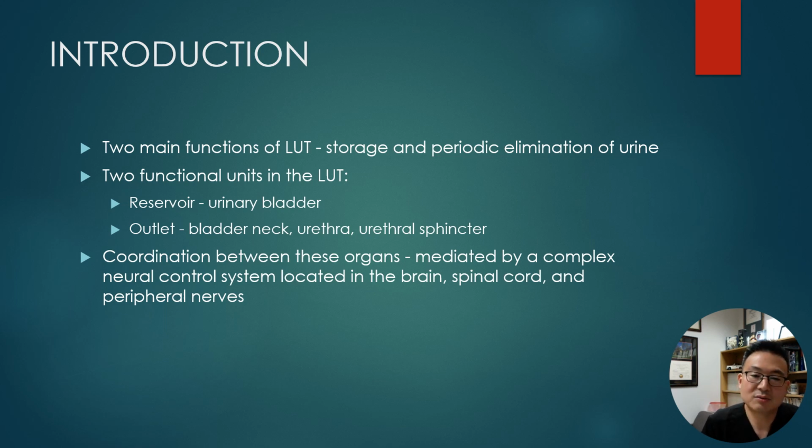The two functional units in the lower urinary tract include the reservoir, which is the urinary bladder, and the outlet, which consists of bladder neck, urethra, and urethral sphincter. To maintain these two functions, there has to be coordination between these organs, and this is mediated by a complex neural control system located in the brain, spinal cord, and peripheral nerves.